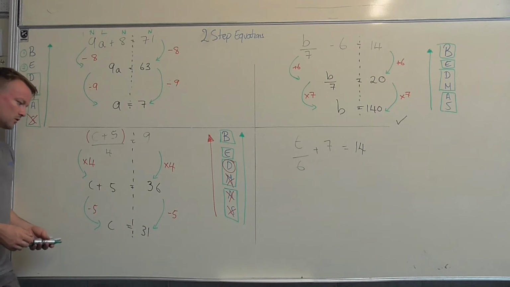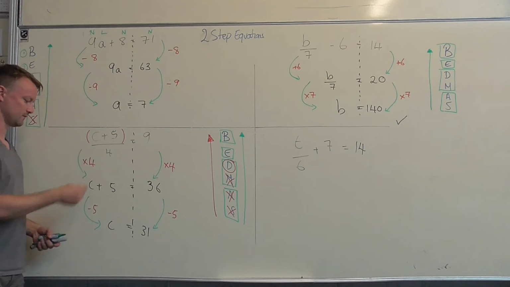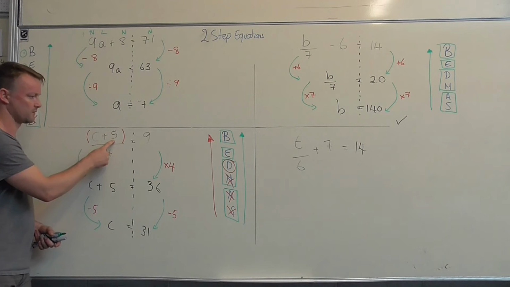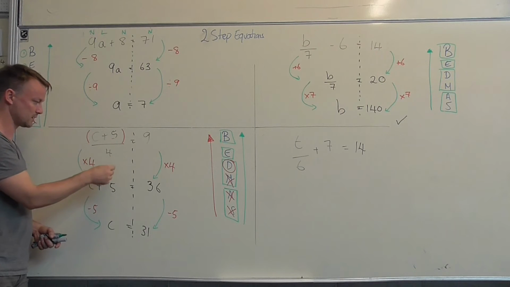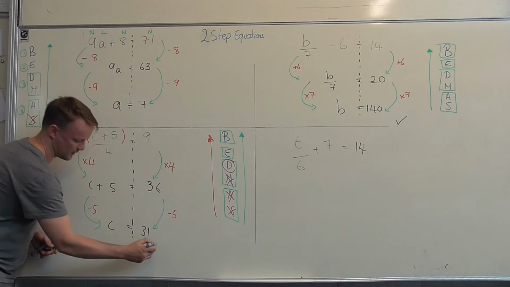Okay, now if you want to double check this, you put it back into the equation. 31 plus 5 is 36, divided by 4 equals 9, that must be correct.